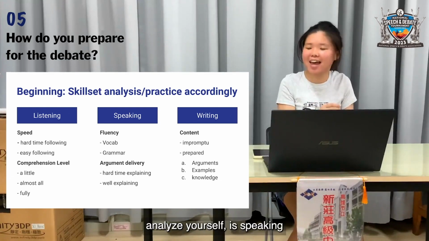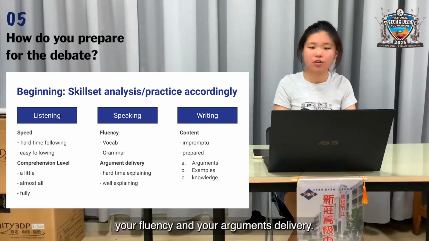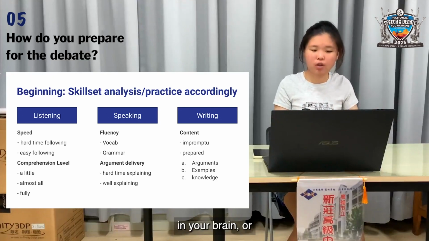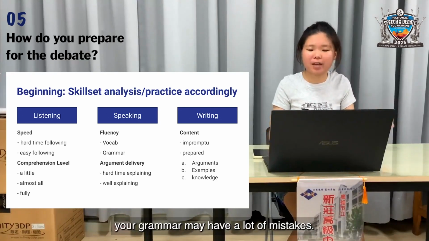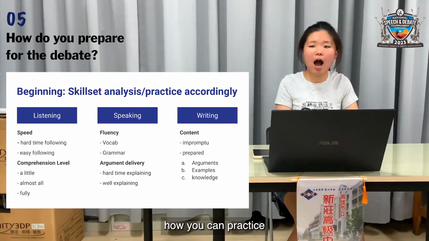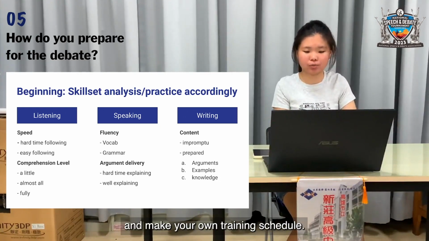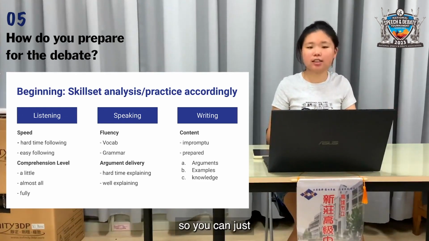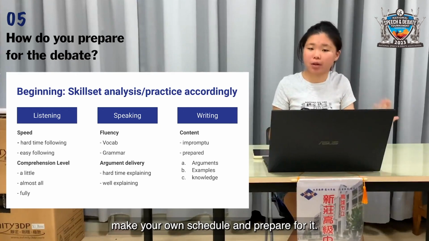And the second thing you have to analyze is your speaking, your fluency and your argument delivery. If you don't have much vocabulary in your brain or your grammar has a lot of mistakes, you have to fix that accordingly and think about how you can practice and make your own training schedule. Everyone has different weaknesses and strengths, so you can make your own schedule and prepare for it.